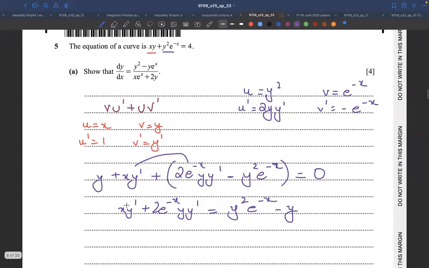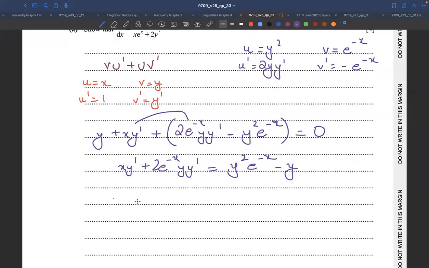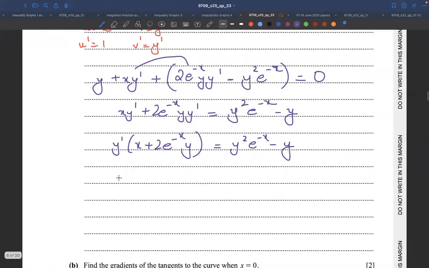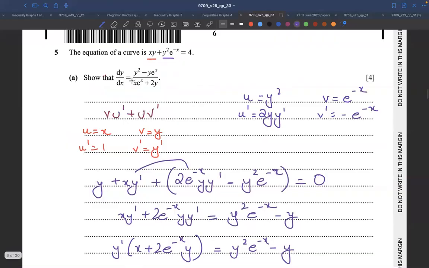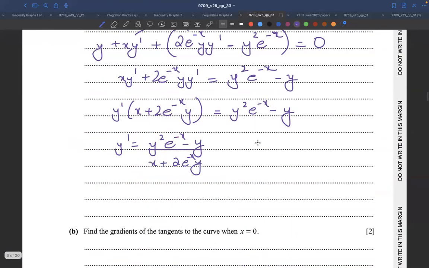And now taking y dash common over here, so we'll get y dash into x plus 2 e power minus x y is equals to y square e power minus x minus y. Now taking this on the right hand side, we get y dash is equals to y squared e power minus x minus y divided by x plus 2 e power minus x y. Now in this question, the powers of x are positive. So let's try and make them positive. We can write in the numerator as y squared upon e power positive x minus y. So that will be a numerator.